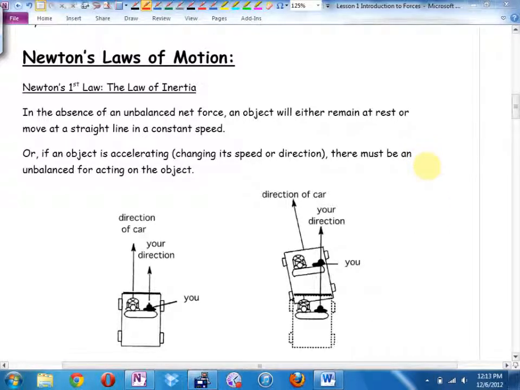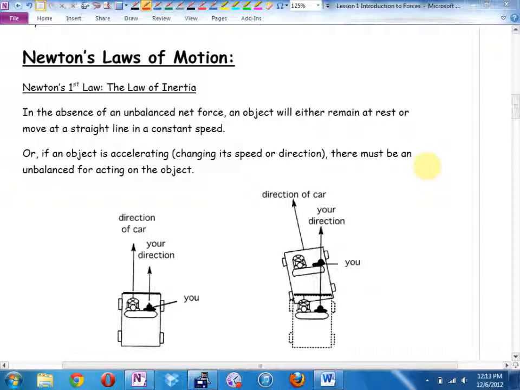So Newton's first law is called the law of inertia. He phrased it as follows: objects at rest tend to remain at rest. Objects in motion tend to remain in motion. That's a confusing way to phrase it. Here's how I phrase it. If an object is accelerating, there has to be an unbalanced force. And it works backwards. If an object is not accelerating, which means you're either going at a constant speed or speed 0, then the net force is 0. That's Newton's first law.